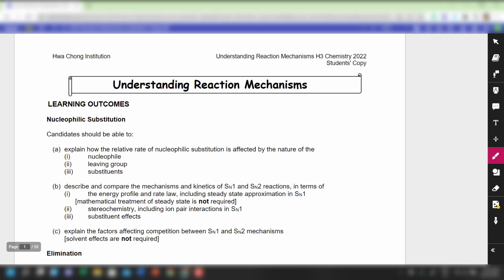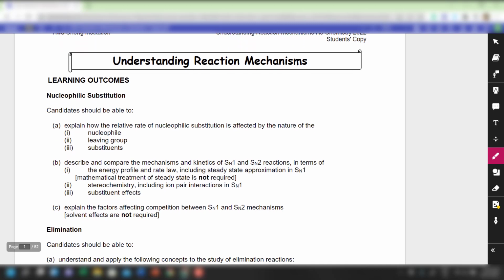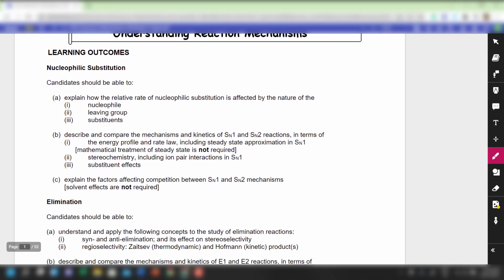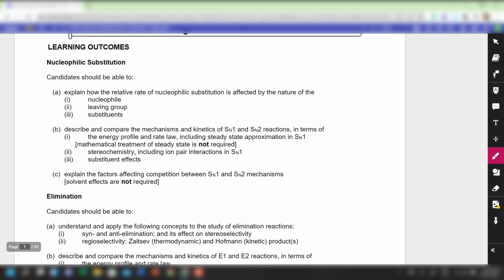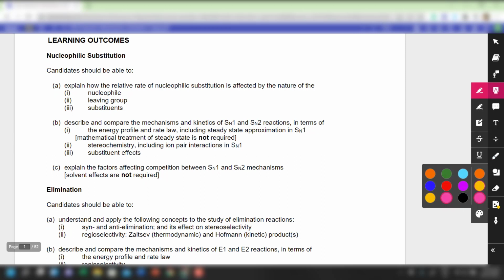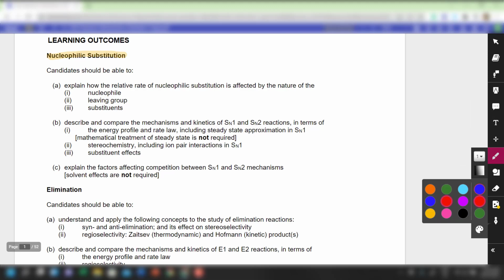Before we move on to the relevant pages, I just want to share with you the learning outcomes which are being abstracted from the SEAB website on H3. You notice that there are two broad categories of reaction which you need to be familiar with. One is nucleophilic substitution, and if you tie it to activity 4, some of these terms you should be quite familiar with.